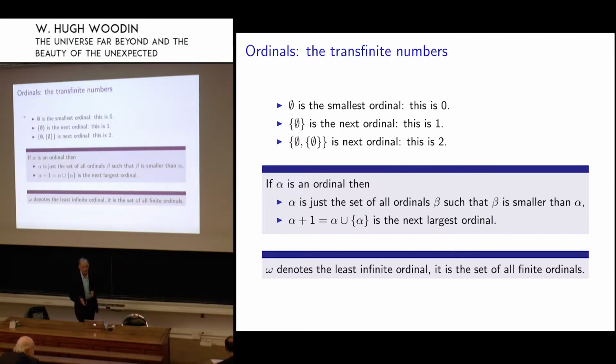Omega denotes the least infinite ordinal, and it's the set of all finite ordinals. Whenever you have a collection of ordinals, there's always at least one least element. So there's going to be an ordinal that exists by the axioms, and that's omega.